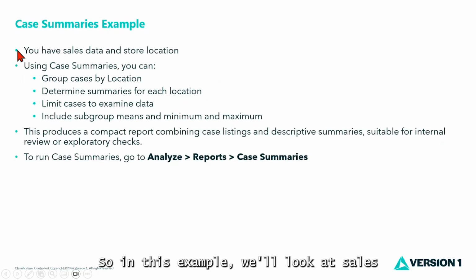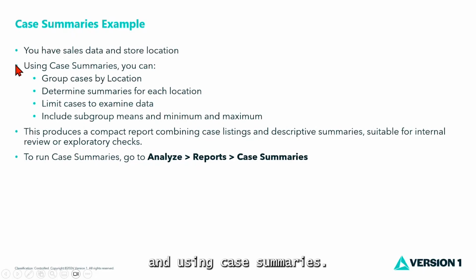So in this example, we'll look at sales data and store location. And using case summaries, if you want, you can group cases by location. You can obtain summaries for each location. You can limit cases if you choose. You can include subgroup means as well as minimum and maximum. And this produces a compact report that will show you the case listings and descriptive summaries. And this will be suitable for internal review or exploratory checks.